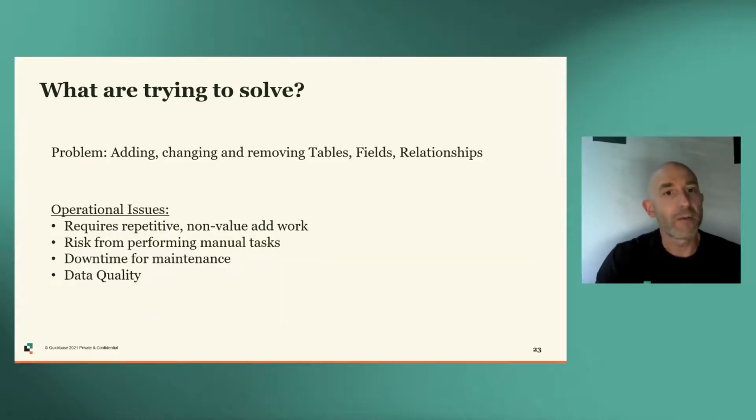So the problem we're trying to solve for is adding, changing, and removing tables, fields, and relationships. And then there are some of the operational issues we're dealing with here. This requires repetitive, non-value added work. You're looking at, hey, there's 3 fields I need to add here, so you're just clicking through and adding those fields, looking at the source. But while you're doing that, there's risk for making mistakes. Whenever you do manual work, there's a risk of getting it wrong.